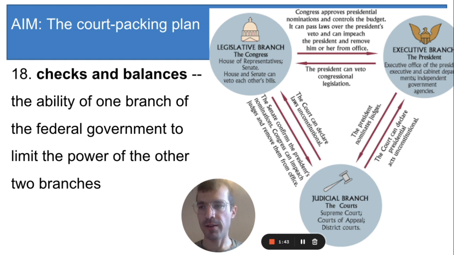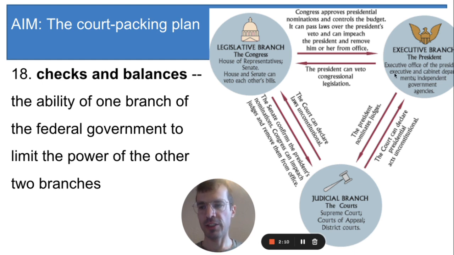On the other hand, the federal courts also have some power over the president because they can declare presidential acts called executive orders unconstitutional. For example, in 2017, a federal court ruled that Donald Trump's executive order denying government money to sanctuary cities was unconstitutional. So the courts have the ability to limit the power of the president as well.